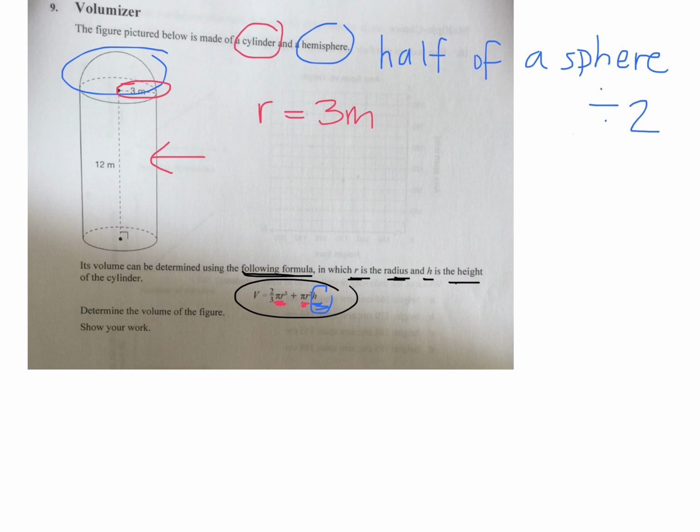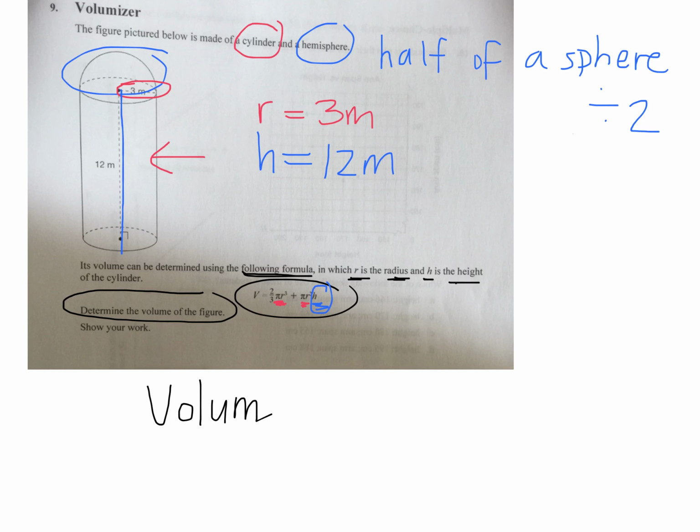Then we need to know the height, because I need to plug that into my formula. So looking at the diagram, where is the height? 12 meters. So what we're going to do is, I'm going to do this on the separate page. You're going to write down the formula, and we're just going to replace each variable with the value of it, okay? The question said, determine the volume of the figure. We showed our work on the other page. So final sentence, the volume of the figure is, what was the answer?